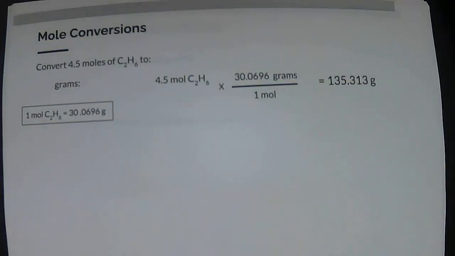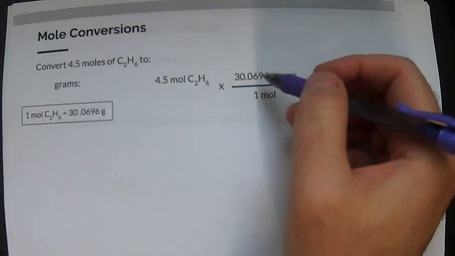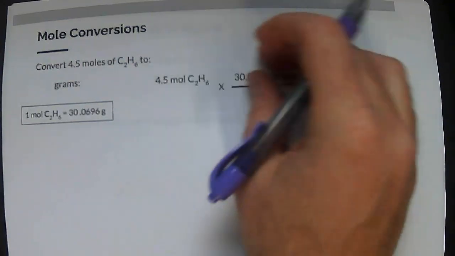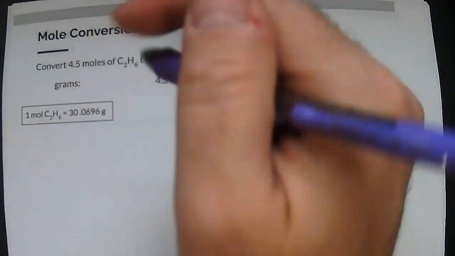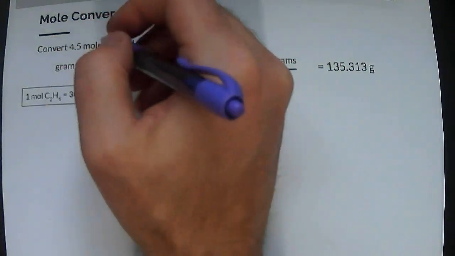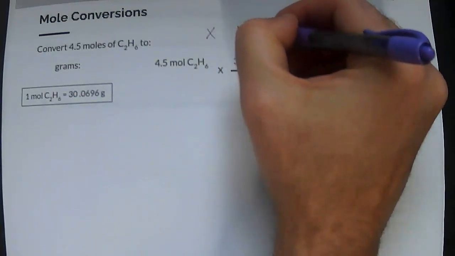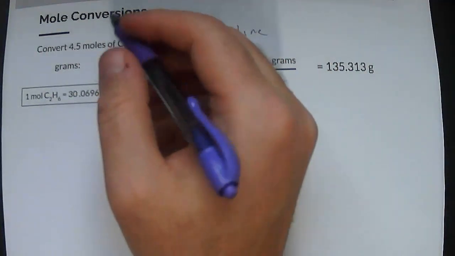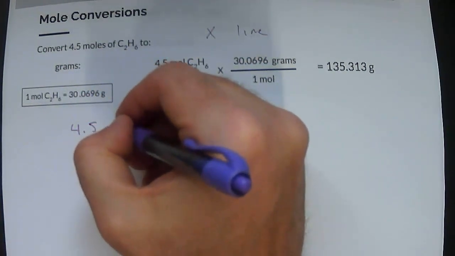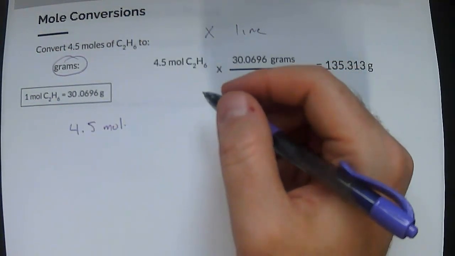So how does this work? I'm going to introduce you to the X line. This is if you're just tuning in on just the notes. What I'm going to do is take this same question and write it out here. We're going to use something called the X line to do this. We're going to convert 4.5 moles to grams. That's what we want to do.